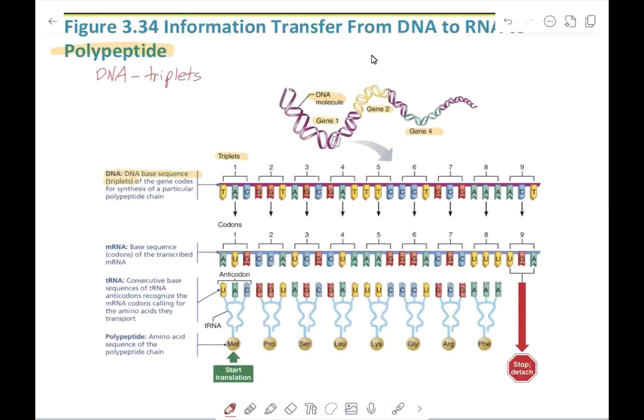So let's say we have TAT as the first triplet. Then that is transcribed into mRNA. Every 3 letters of an mRNA molecule is called a codon. So it's the base sequence here. So if this were our triplet, our codon would be the complementary bases.